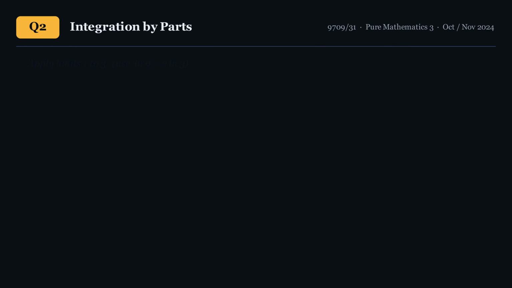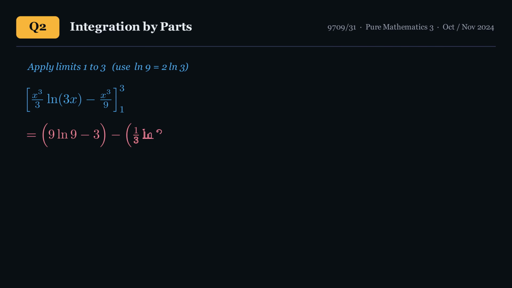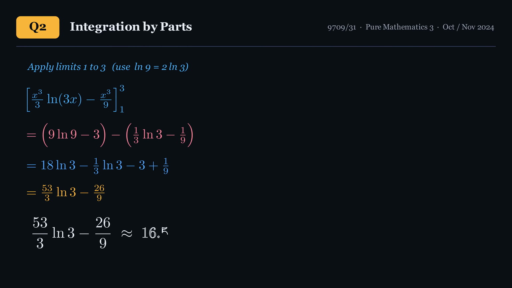Now apply the limits from 1 to 3. Remember that log 9 equals 2 log 3. Evaluate at 3 and subtract the value at 1. This gives 9 log 9 minus 3, minus 1/3 log 3 minus 1/9. Collect the log 3 terms. So the exact value is 53 over 3 log 3 minus 26 over 9. The exact answer is 53 over 3 log 3 minus 26 over 9.